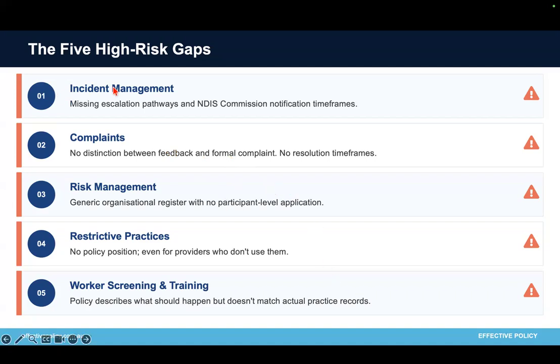So these are the big ticket items, guys, where we see the most gaps: incident, complaints, risk management, restrictive practice, and worker screening. They really are the big ticket items, aren't they? These are the ones where the most harm can occur, so these are the ones we want to get right the most.